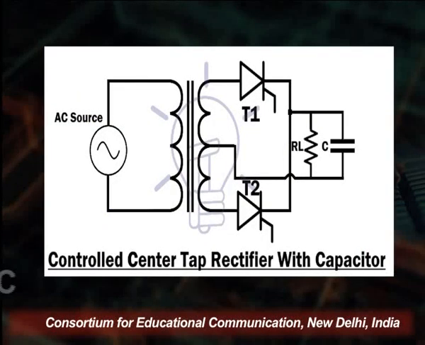This is again the controlled center tap rectifier with the capacitor. You see, with the load resistance, a capacitor is also attached here. The 2 terminals T1 and T2 are where we can get the output. Now, what is the comparison between these 3 rectifiers?